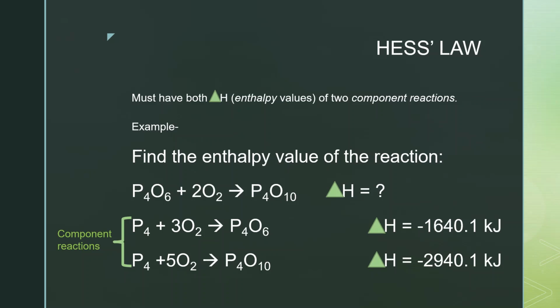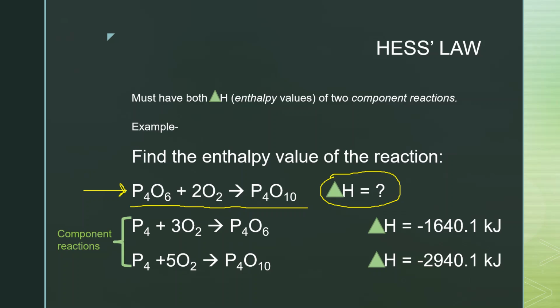So here is an example. You find the enthalpy value of the reaction. So we have P4O6 plus 2 oxygens yields P4O10. And see, we don't know what the enthalpy is for this one. So this is the one that we're investigating. This is the reaction we're investigating.